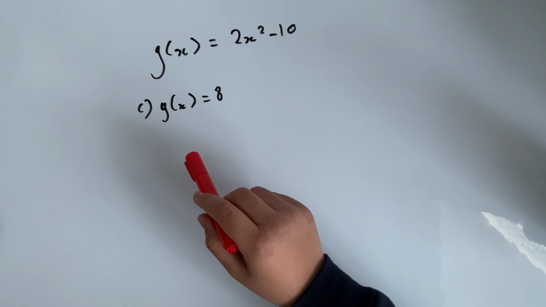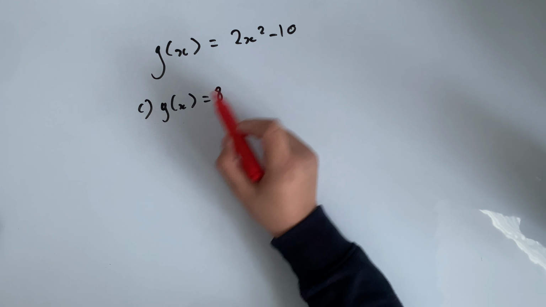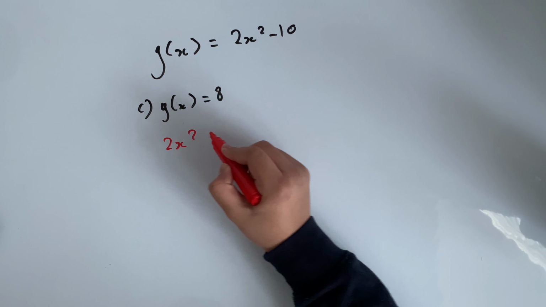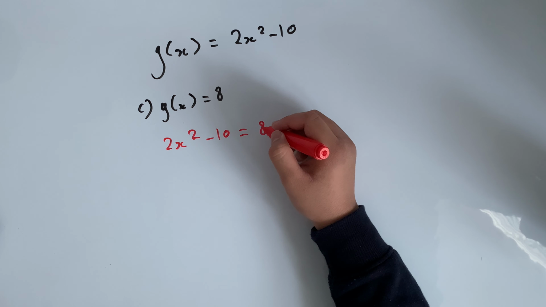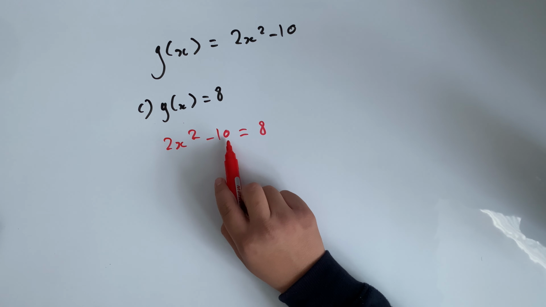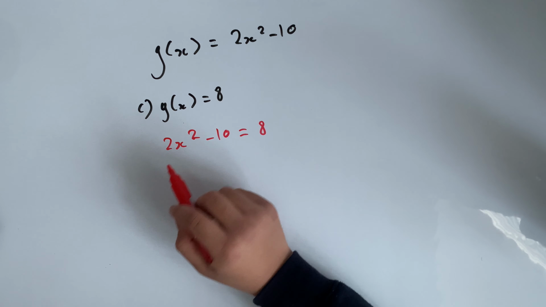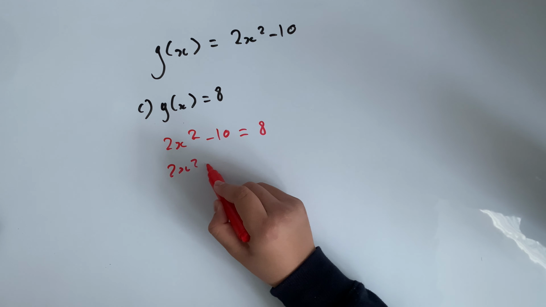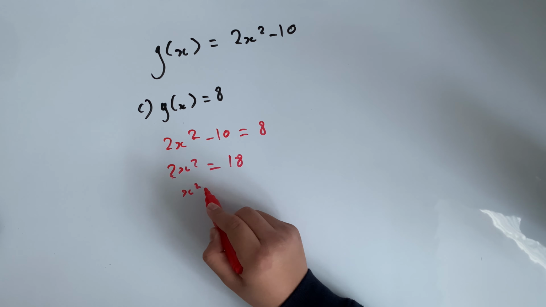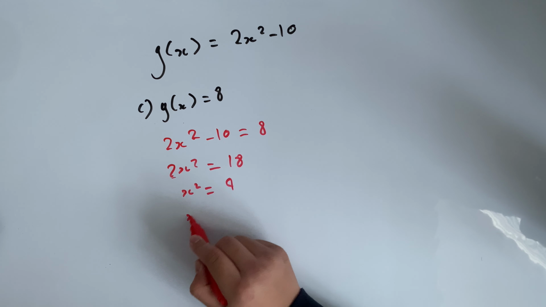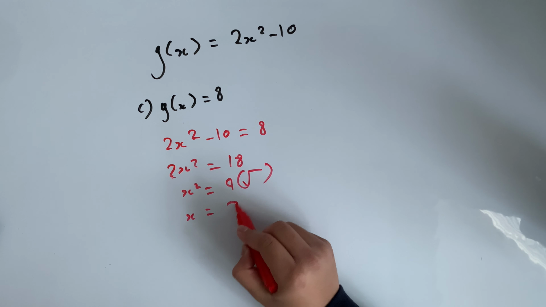For c, we want to find what x's value is. So we just do that again. So x into x is the same, 2x squared minus 10 equals 8. You can't do this as a quadratic because there is no x term over there or over here. So we're going to simply add 10, 2x squared. Then we're going to divide it by 2, x squared equals 9. Now we are going to square root, which is 3.